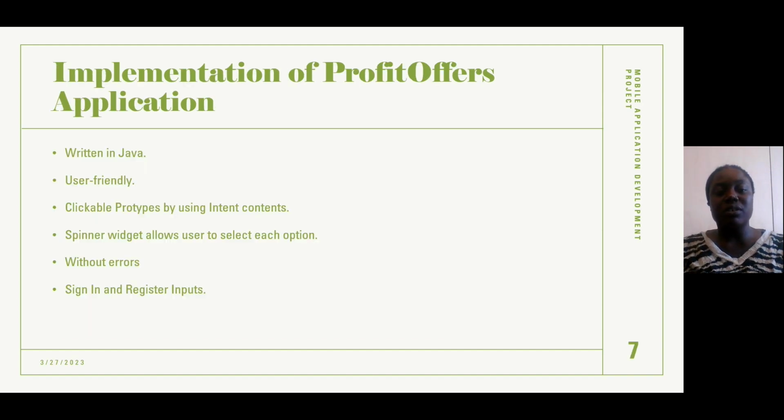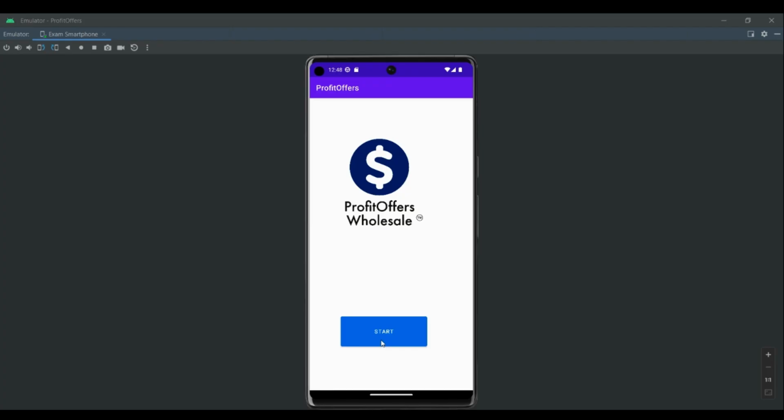What does the implementation of the ProfitOffers application contain? The list shows it's written in the Java programming language, user friendly, with clickable prototypes using intents, and a spinner widget that allows selecting each option without errors, and sign in and register inputs. And this is the ProfitOffers wholesale application.